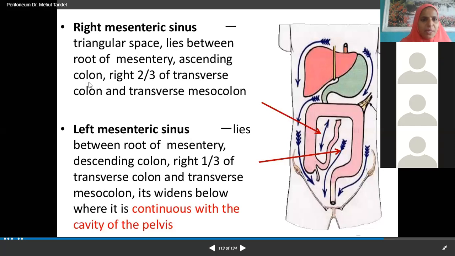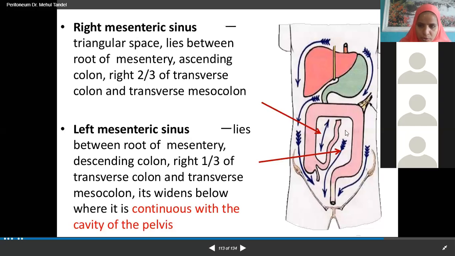Okay, I'm repeating, it's a triangular space lying between, see, this is the root of mesentery, then ascending colon, and the right 2/3 of transverse colon. Whatever space is enclosed, what do we call it? Right mesenteric sinus. Similarly, here also there is one space which is left mesenteric sinus. Again, this is between the root of mesentery, then right 1/3 of the transverse colon, transverse mesocolon, then descending colon, all this area.